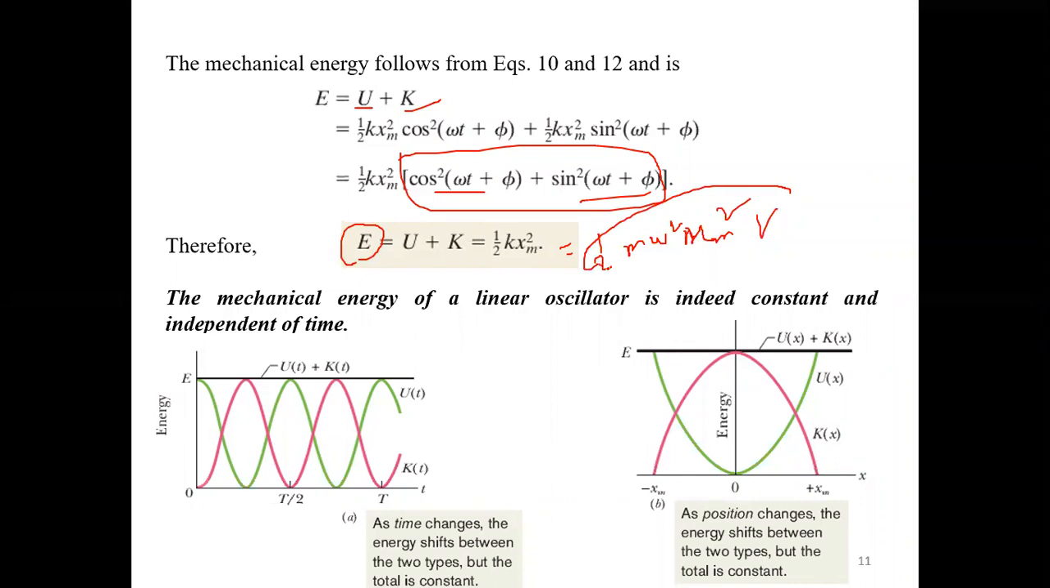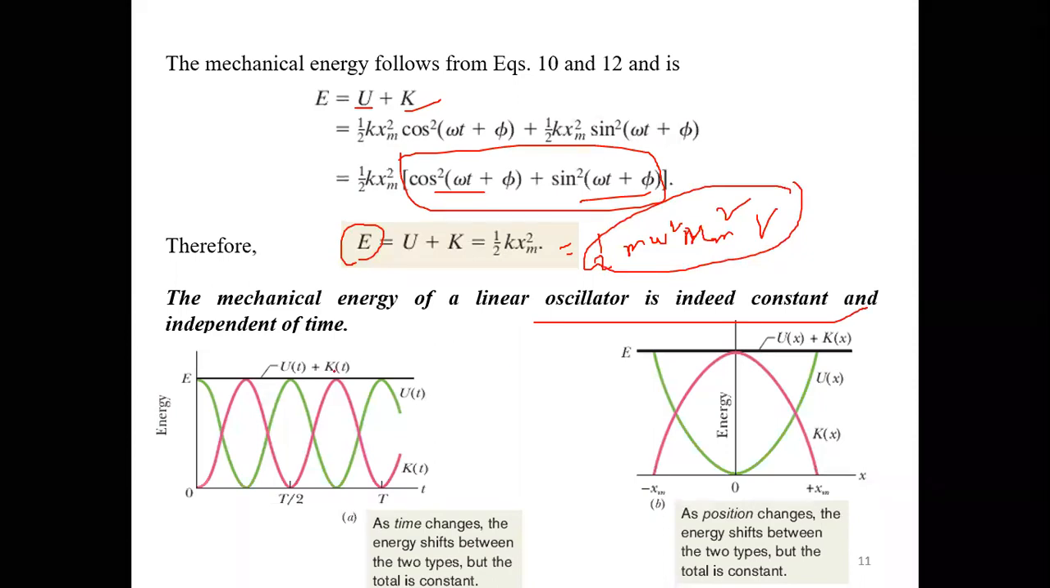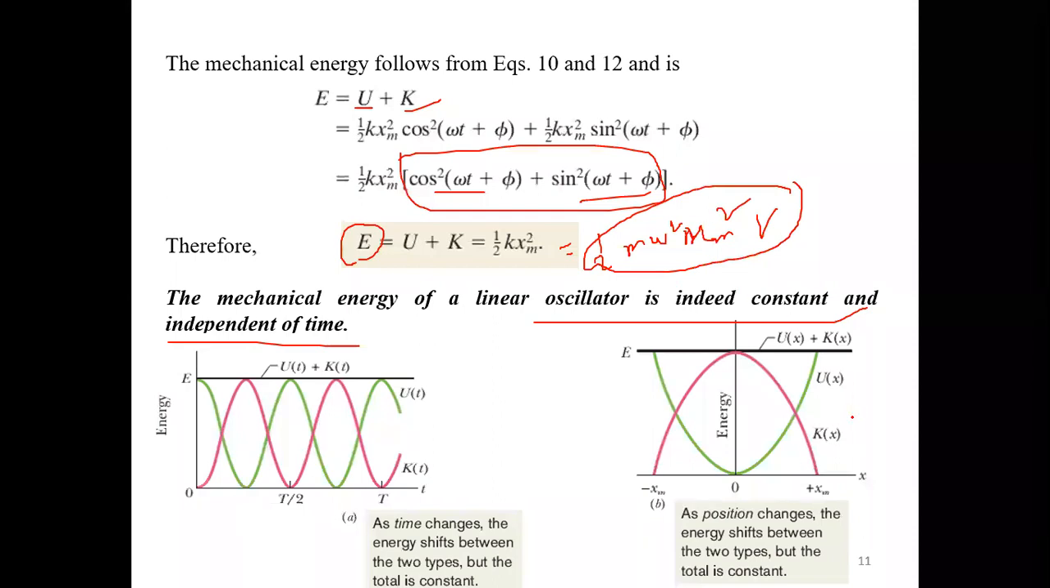So total energy remains constant. So we can state that the mechanical energy of a linear oscillator is indeed constant, and it is independent of time and also independent of position. So in this figure, if you plot all the energies, potential energy, kinetic energy, and the total or mechanical energy as a function of position, you can see what I have already explained in the very beginning.